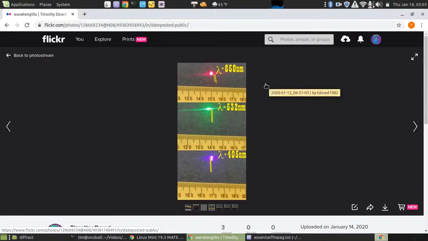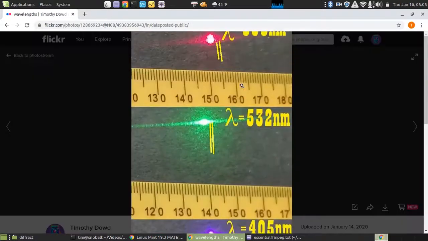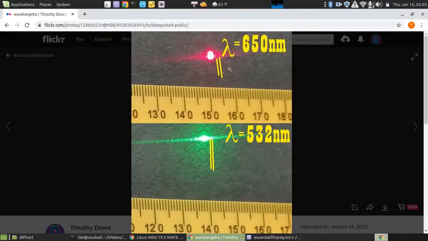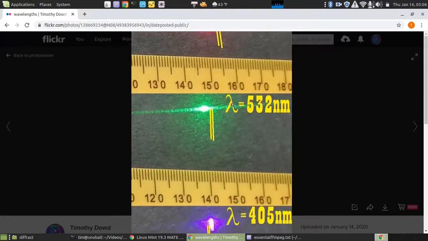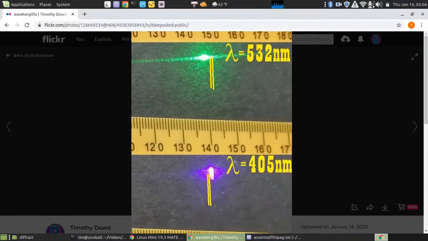So I was able to perform that experiment with 3 different colors of laser. A red laser, which has a wavelength of 650 nanometers, a green, which has a wavelength of 532 nanometers, and a violet that has a wavelength of 405 nanometers. So apparently the spacing of the bright constructive interference places depends on the wavelength of light.